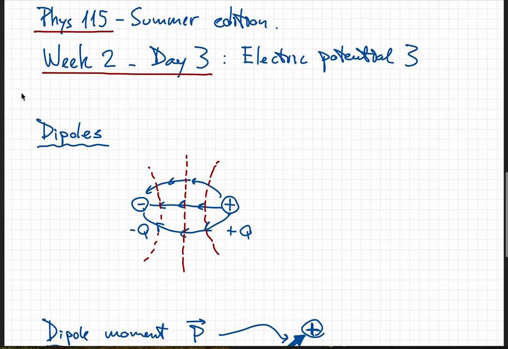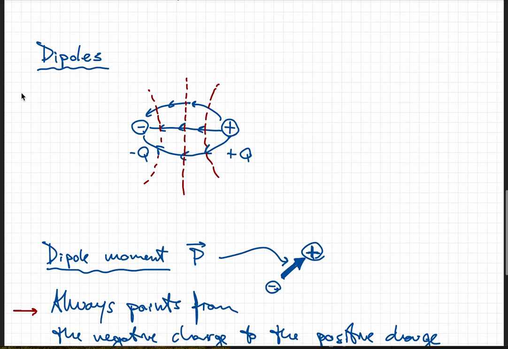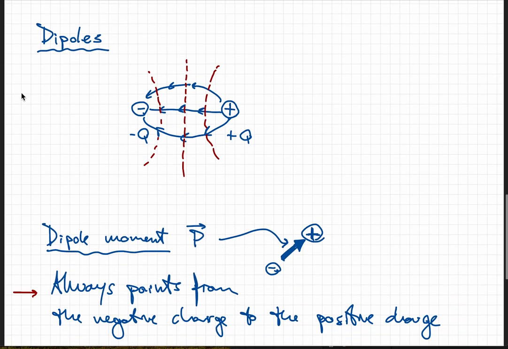And a particular example that came up towards the end of the lecture, which is really important for considerations in biology, is the case of a dipole. A dipole is what you have when you have a configuration with a negative charge, minus q, and a positive charge, plus q. So they're equal in magnitude of charge and opposite in sign. And so you have this type of field configuration where field lines leave the positive charge and go toward the negative charge.